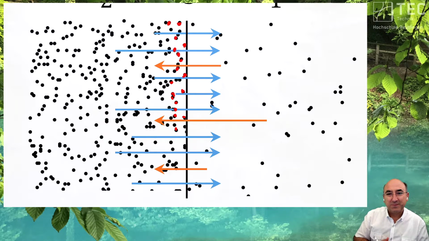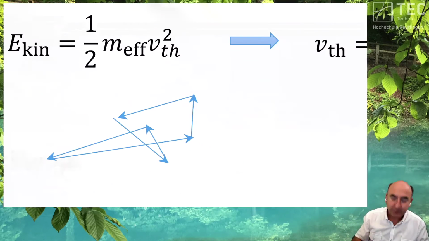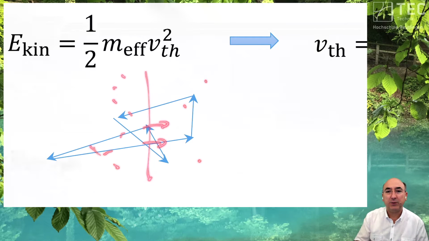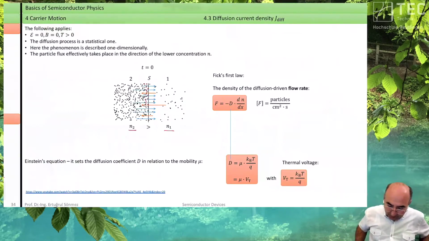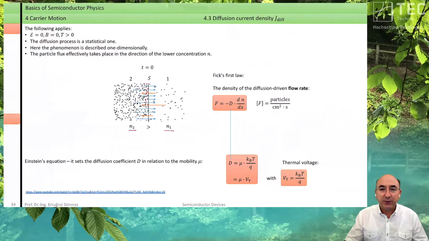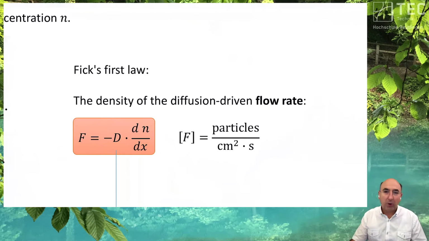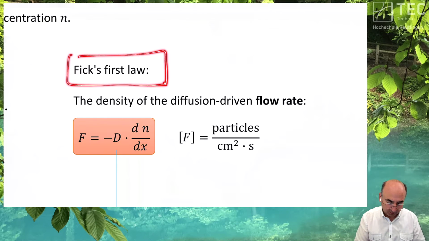That's all. So we have a temperature, we have a random movement. If you make a cut, then the resulting arrows in this direction, if you have more particles, is higher than if you have fewer particles. That's all. So diffusion is explained. And somebody has found out that this process can be stated using a law. It's called Fick's first law.